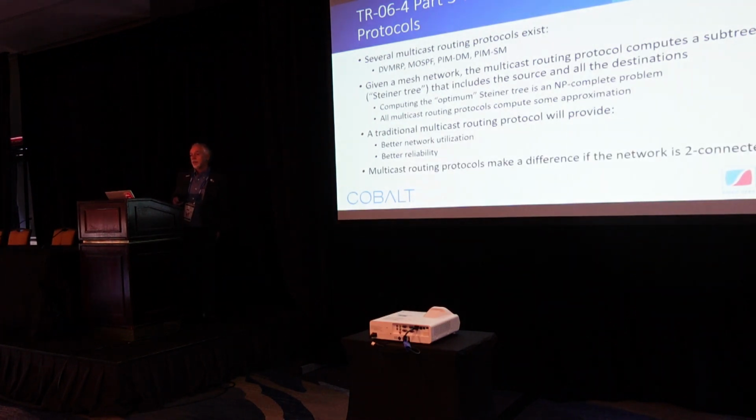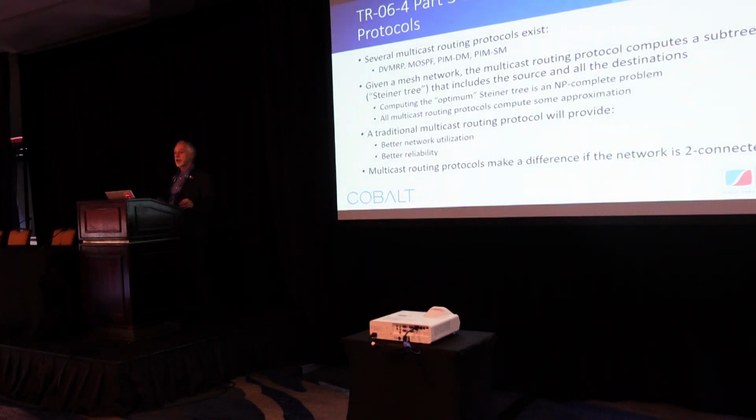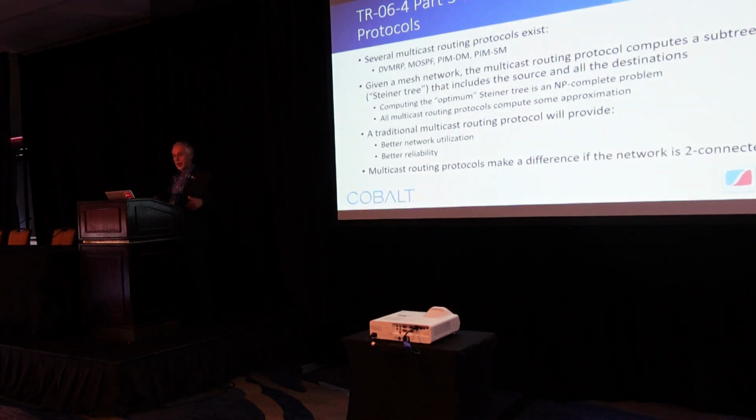So multicast routing protocols make a difference if your network is too connected. What do you mean too connected? It's a term in graph theory that means there's at least two paths between any pair of nodes. Any good mesh network like the internet, the ARPANET, and whatever is too connected, because you need to have redundancy.